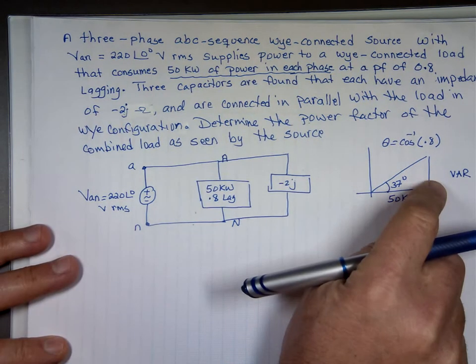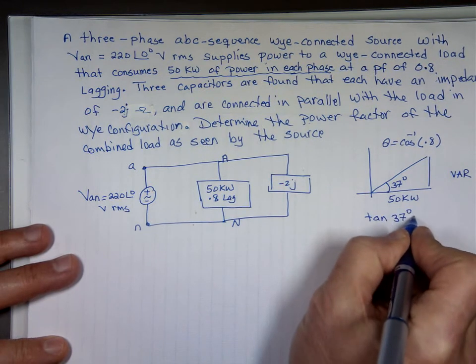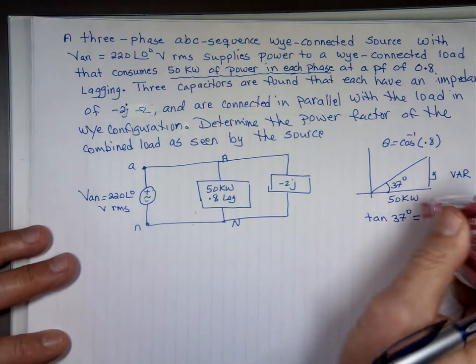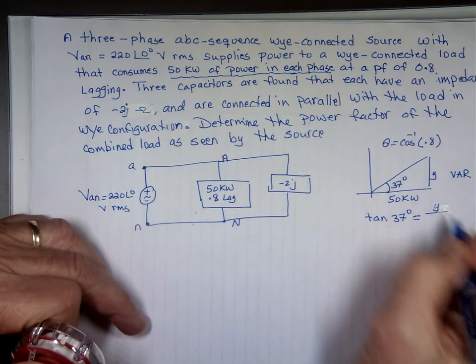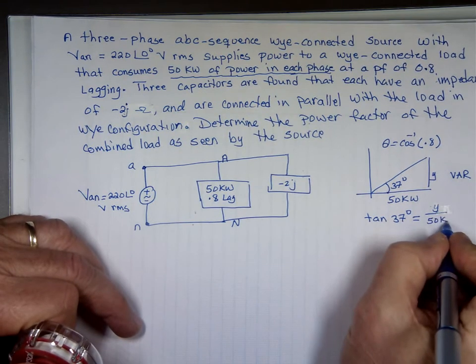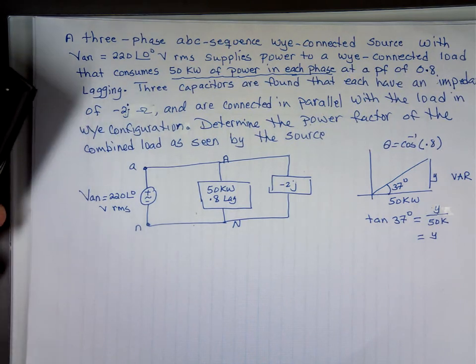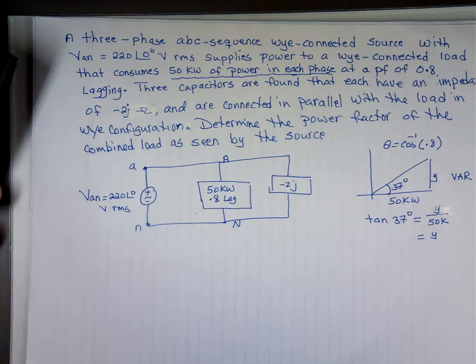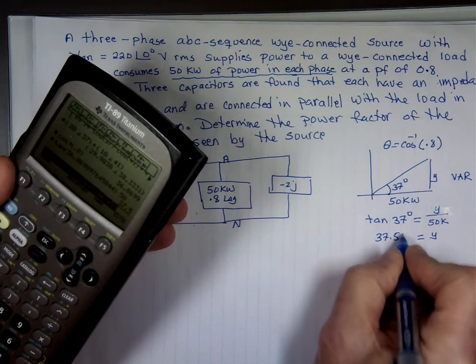To get that value, it has to be the tangent. So tangent of 37 degrees equals the opposite, which is VAR, we'll call it Y here instead of VAR, the unit will be VAR, over 50K. So what is Y equal to? Tangent 37 times 50, and that's 37.5 kVAR.